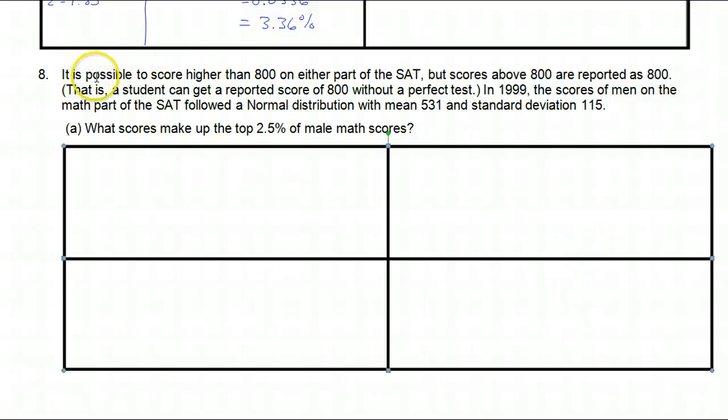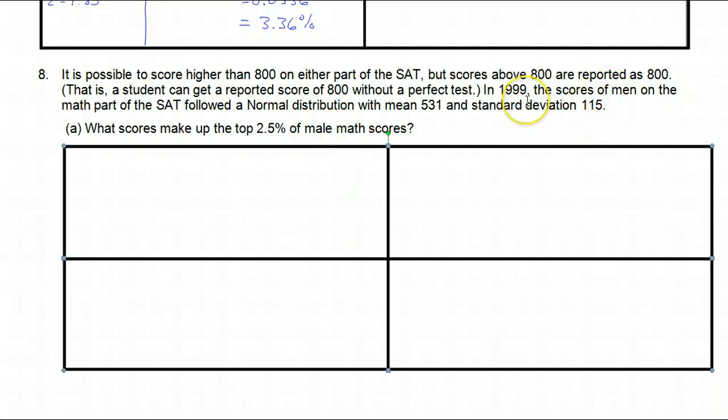Let's see. It is possible to score higher than 800 on either part of the SAT. But scores above 800 are reported as 800. That is, a student can get a reported score of 800 without a perfect test. In 1999, the scores of men on the math part of the SAT followed a normal distribution with a mean of 531 and a standard deviation of 115. What scores make up the top 2.5% of male math scores?